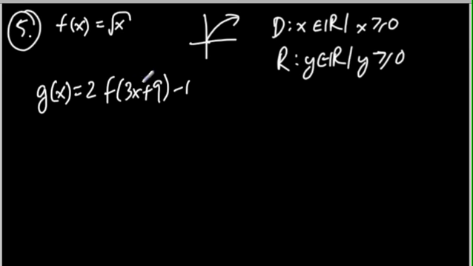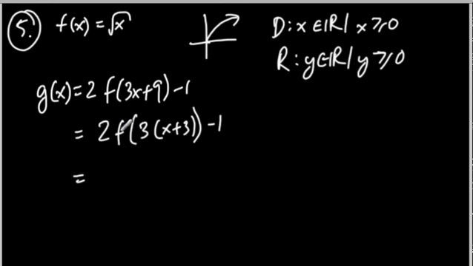Okay, so if we observe over here, the argument is not factored. So it's very, very important that we always factor our argument. So in other words, this is 2 f of 3 times x plus 3 minus 1. And now that we have the factored form, we can just take this complete argument and substitute it for x. So it's 2 square root of 3x plus 3 minus 1.